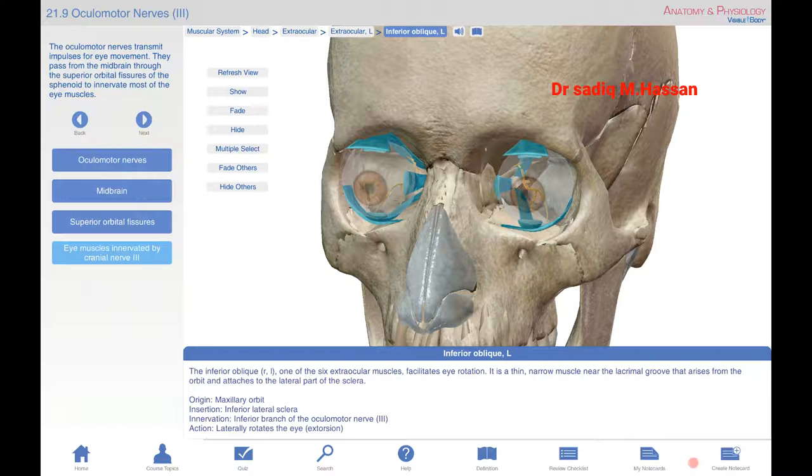All these muscles, yes, as we see here: the inferior oblique, one of the six extraocular muscles, facilitates eye rotation. It is a thin, narrow muscle near the lacrimal groove that arises from the orbit and attaches into the lateral part of the sclera. The origin is the maxillary orbit, the insertion is the inferior sclera, yes, that is the muscle, innervated by cranial nerve three.